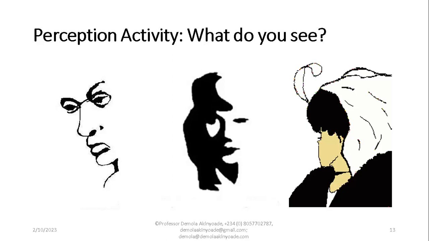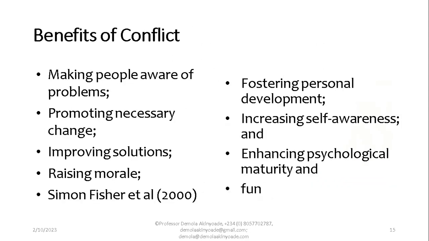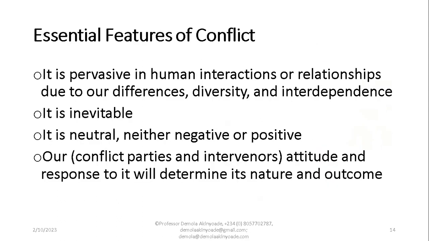When we are able to change the perception of parties to a conflict from negative to positive, it goes a long way in resolving that conflict, in managing that conflict. So let's keep that at the back of our minds. The more important thing is that we need to work on our own perception of conflict itself. So, essential features of conflict, what are the characteristics, as it were, of conflict? Conflict is pervasive in our interactions or our relationships.